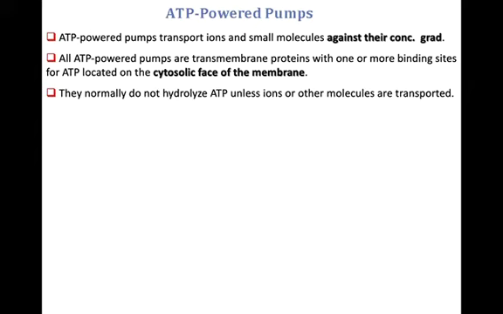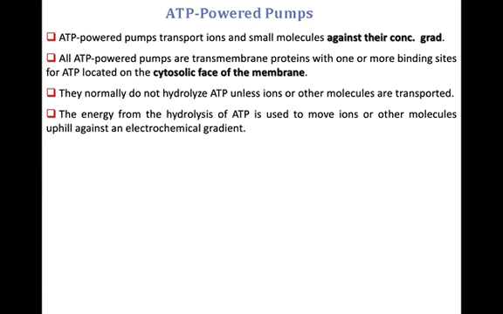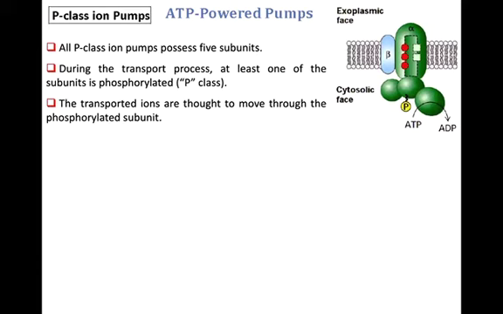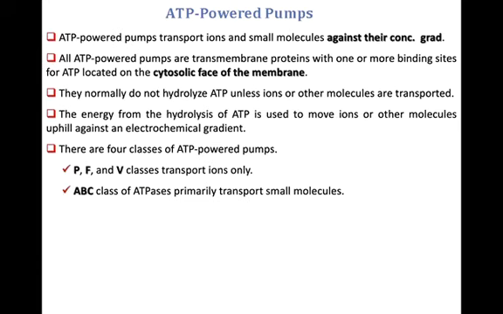They normally do not hydrolyze ATP unless ions or other molecules need to be transported. The energy from the hydrolysis of ATP, as we have just said, is used to move ions or other molecules uphill against electrochemical gradients. So there are four classes of ATP powered pumps: P, F, V classes transport ions only, while the ABC class primarily transports small molecules. So let's see here an example of the P class. Again, we have the P, F, V and the ABC class. So we have four classes.